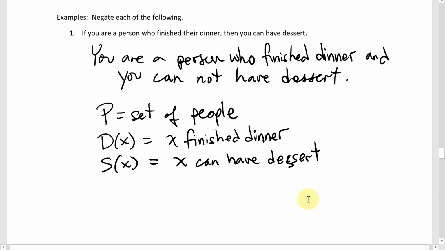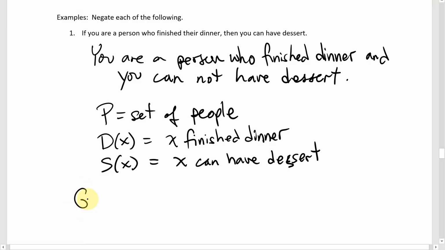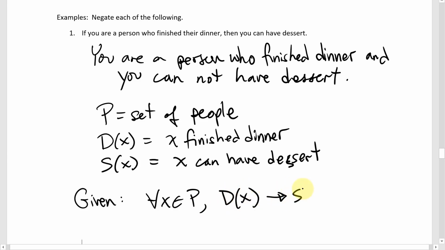So why don't we look at this first of all, just what would happen if we put the original given statement in formal language. What was given was really something we could cast as a universal conditional, in the sense that we could say, for all x element of people, if you finish dinner, then you can have dessert. This is saying if you're a person and dinner is finished, that implies you can have dessert.